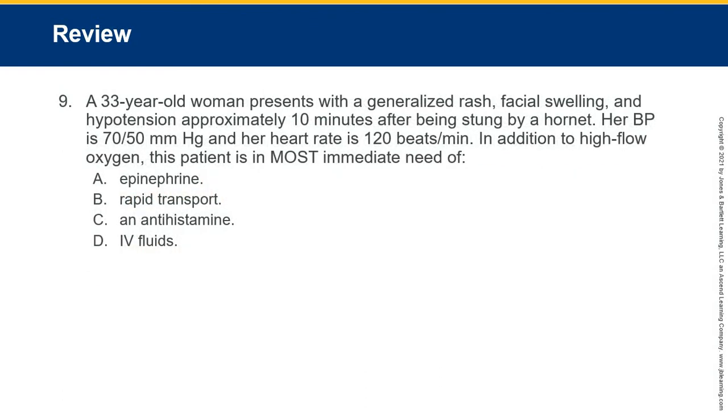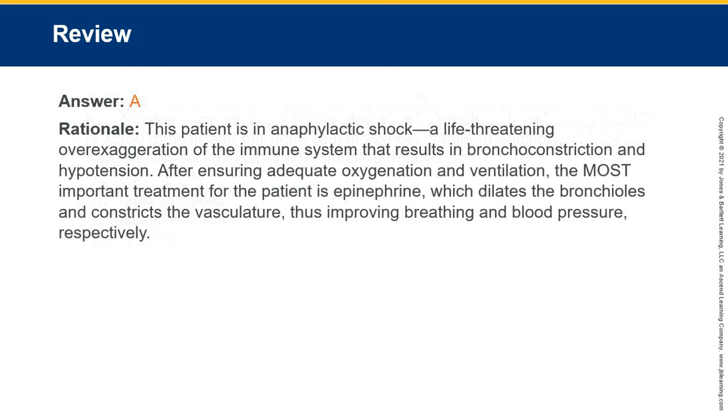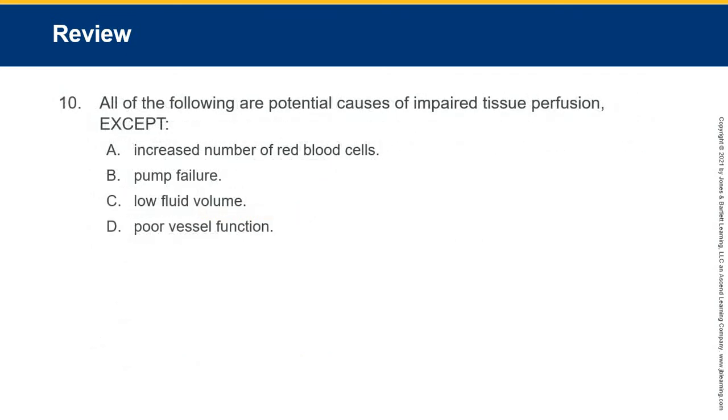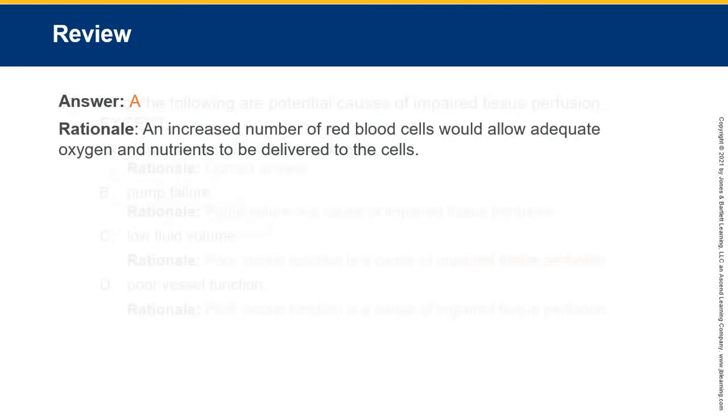All right, a 33-year-old woman presents with a generalized rash, facial swelling, and hypotension after being stung by a hornet. So why would they tell you this? Because people are allergic to hornets, so our blood pressure is going to be low, heart rate's going to be up. All right. In addition to high flow O2, what do they need most? And like we said, it's going to be epinephrine. So give them that EpiPen. All right. All the following are potential causes of impaired tissue perfusion except which one. So the only thing that we didn't talk about is too many red blood cells. The answer is going to be A.